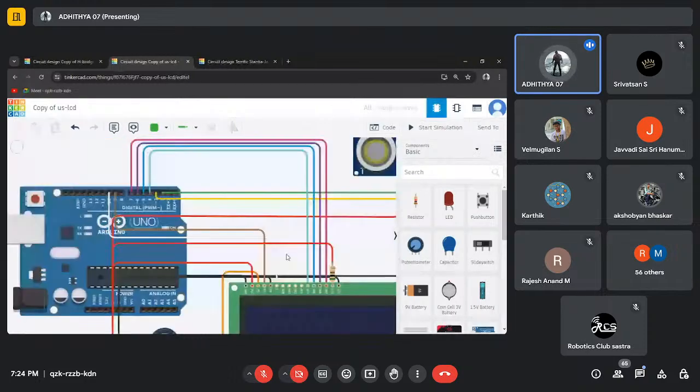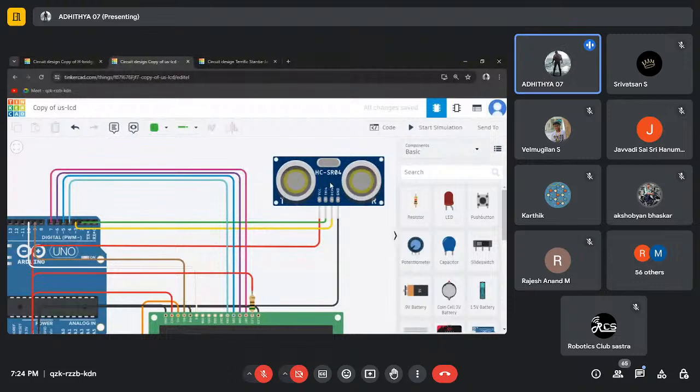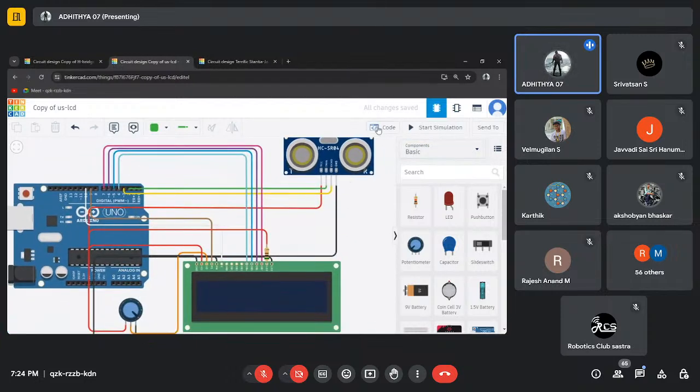Here I have also connected the HC-SR04 ultrasonic sensor, with the normal VCC and ground. The trigger is connected to pin number 2, and the echo is connected to pin number 3. Yesterday you would have learned about the ultrasonic sensor. So let's jump into the code of this circuit.